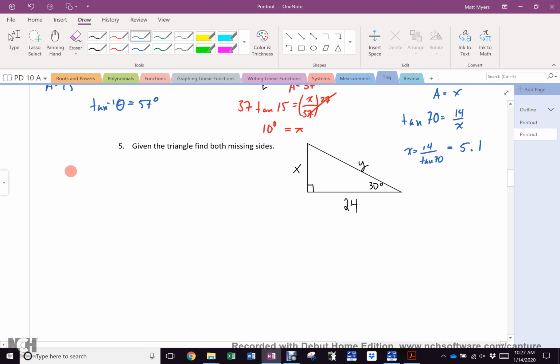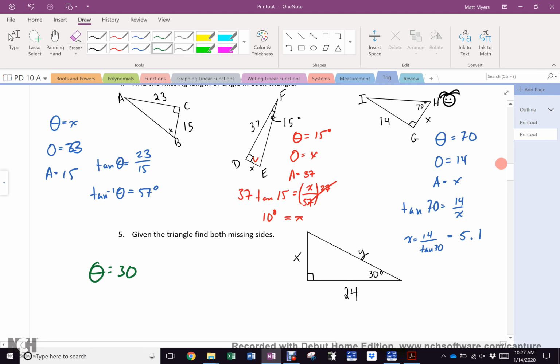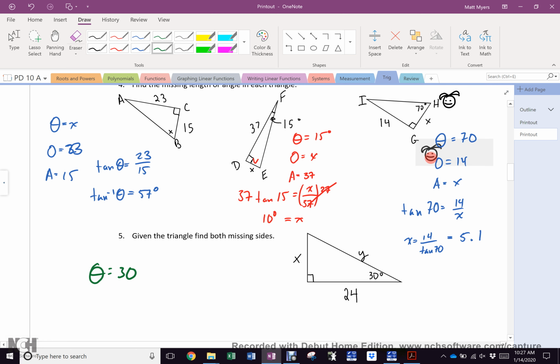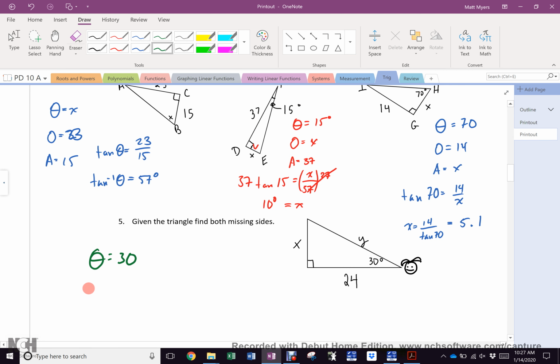Do I have a theta? What is it? So where do I go? What do I have? Opposite is 24? What does opposite mean? Opposite is X. Can I do some work with that?